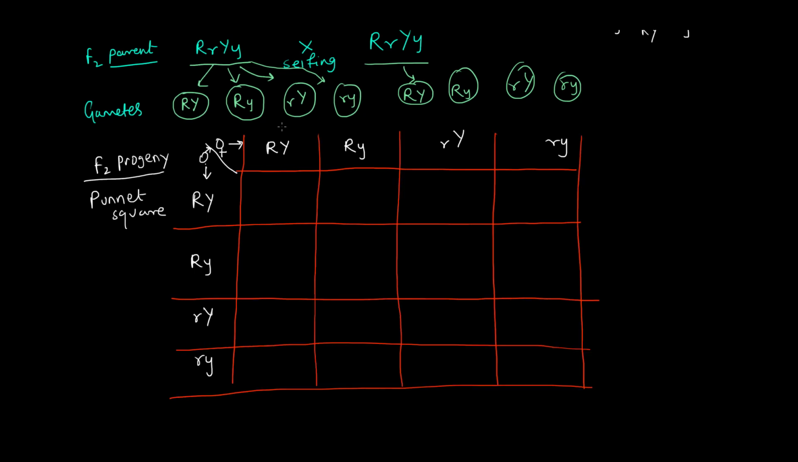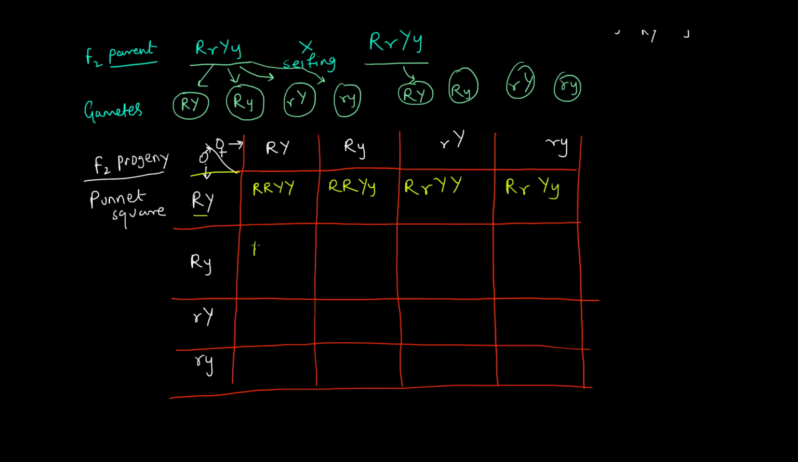Now you have to start filling it up. How do you fill it up? As we were saying earlier, these are one set of gametes and this is one set of gametes. So when they fuse during fertilization, they will give rise to the progeny. So here capital R, capital R, capital Y, capital Y. Next, capital R, capital R, capital Y, small y. Then capital R, small r, capital Y, capital Y, and capital R, small r, capital Y, small y.